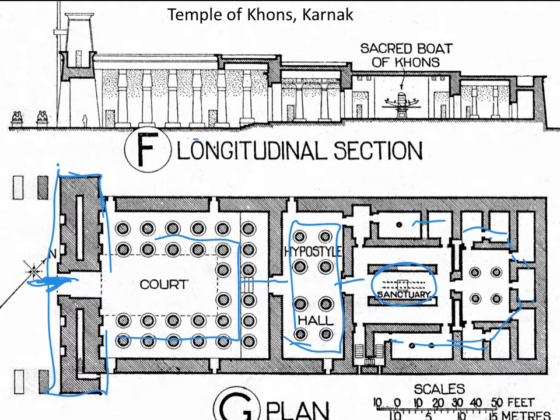In the top part of this drawing, we have the same thing. You have this massive, massive pylon. There's a person right there. There's the height of a person. And then we move into the courtyard, and then the hypostyle hall, and then we have our central sculpture and all of the other treasury rooms around the building.